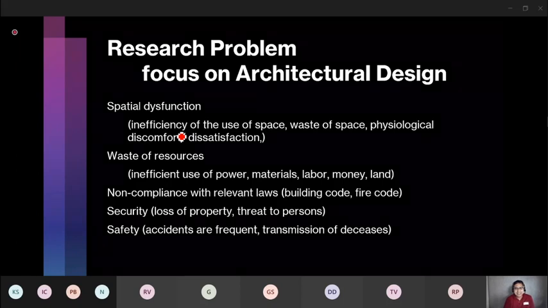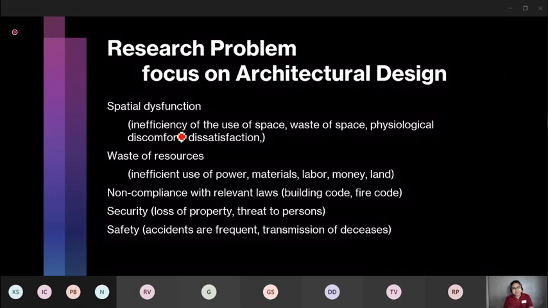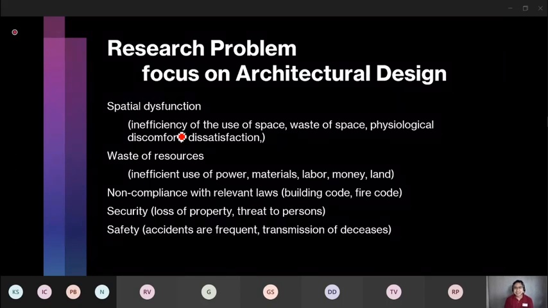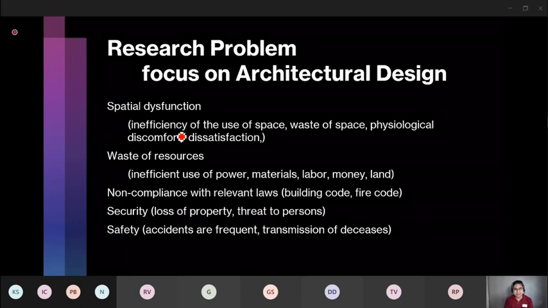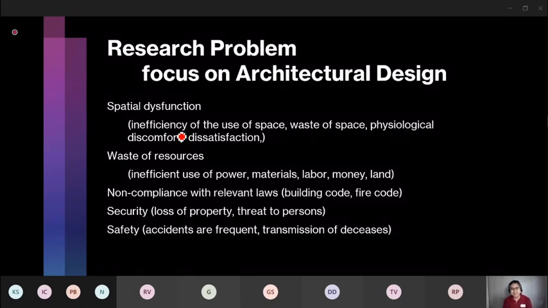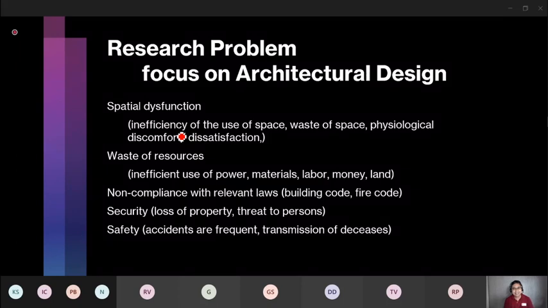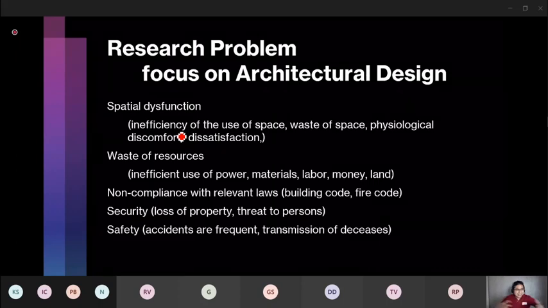So yeah, okay. Maybe what you can see there is the nice use of space. Or the next one will be something that has to do with the physiological discomfort or dissatisfaction, things that we feel. Do we exert a lot of effort to travel from here to there? For example, in a hospital, is there a way of making things nearer to each other?